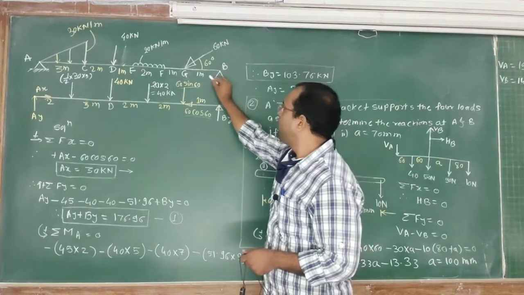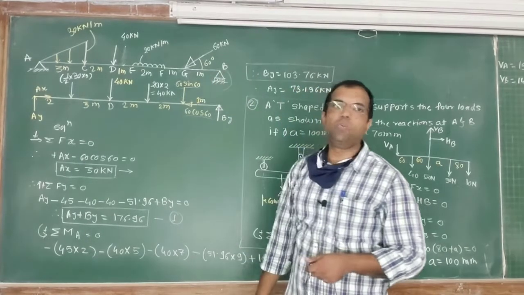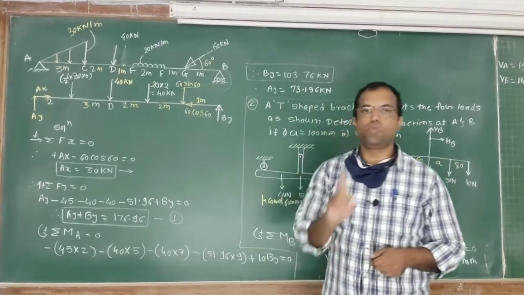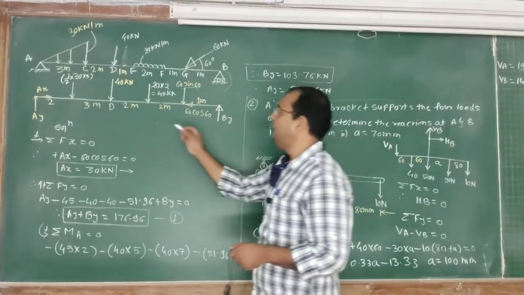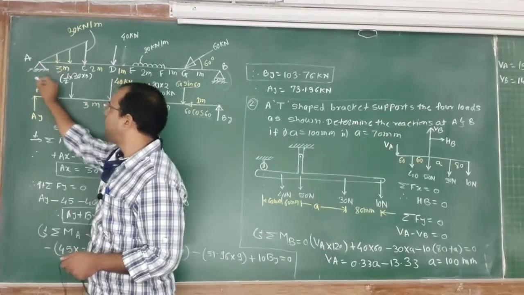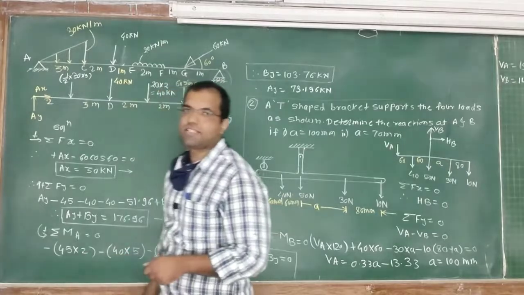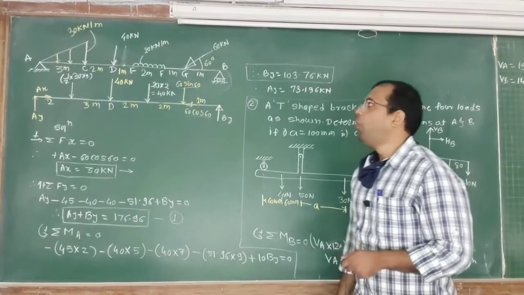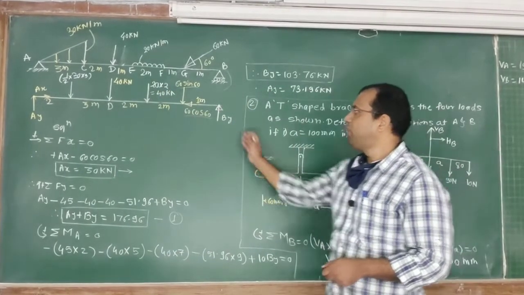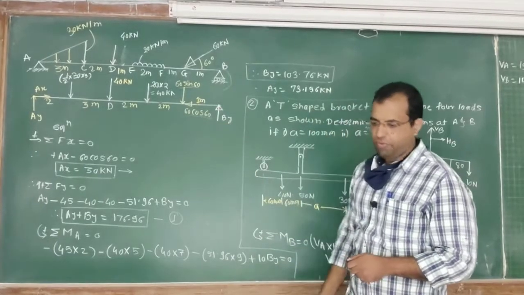Now we have to replace this roller support by how many reactions? Yes, one reaction. Similarly, I have replaced here the hinge support by its two reactions, in x direction as well as in y direction. Now this free body diagram is in front of you.